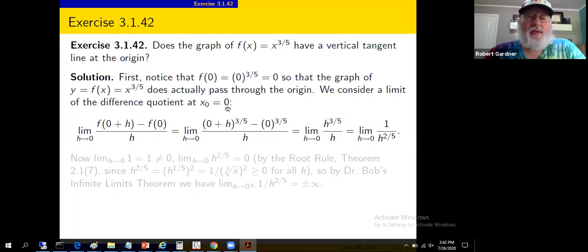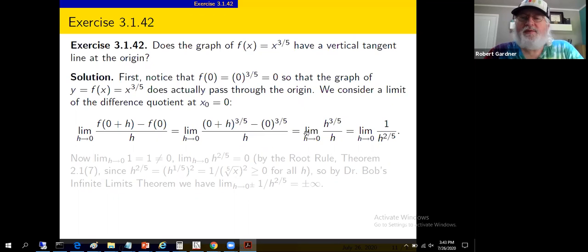Okay, so, well, let's look at what they were just talking about. Let's look at the limit of the difference quotient as h approaches 0. The function is x to the 3/5, so we'll have 0 plus h to the 3/5, minus f of 0, and f of 0 is 0 in this one, divided by h. Can you plug in h equals 0? No, probably can't in this one because I'm expecting to get an infinite limit out.